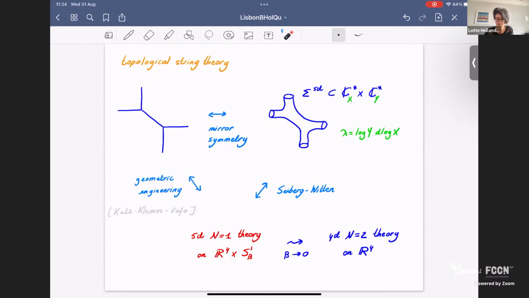So it's a curve now which is embedded in C star times C star. So these C stars, I give them local coordinates capital X and capital Y. And the Seiberg-Witten 1-form in this context has the form log of capital Y times d log capital X.